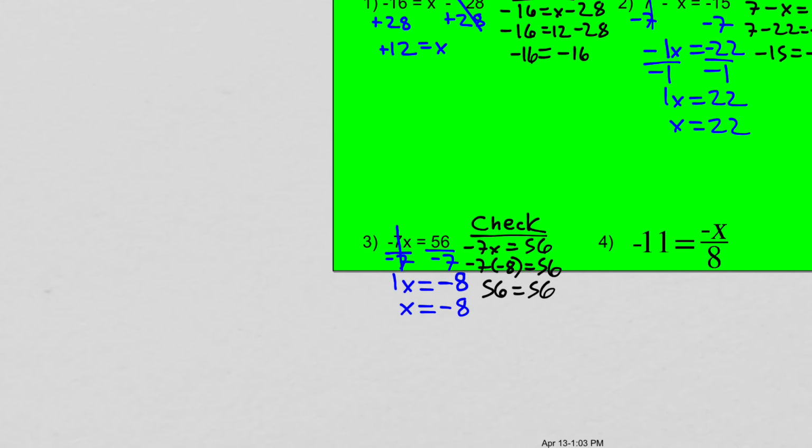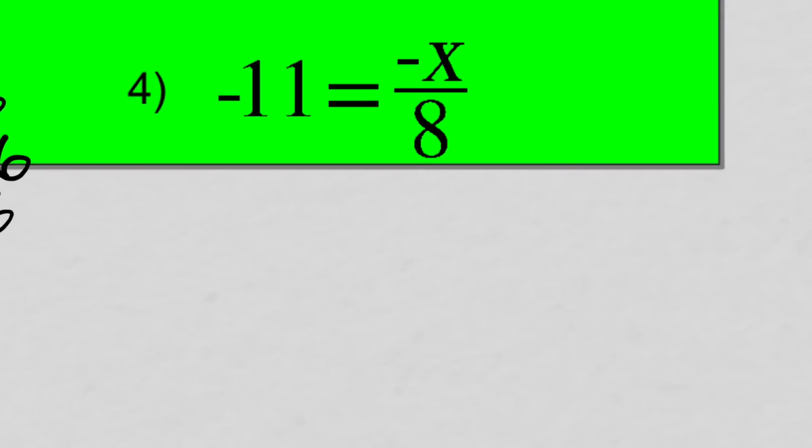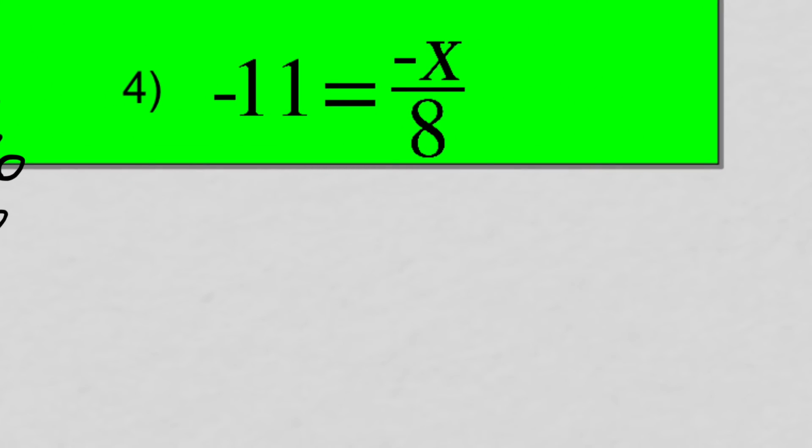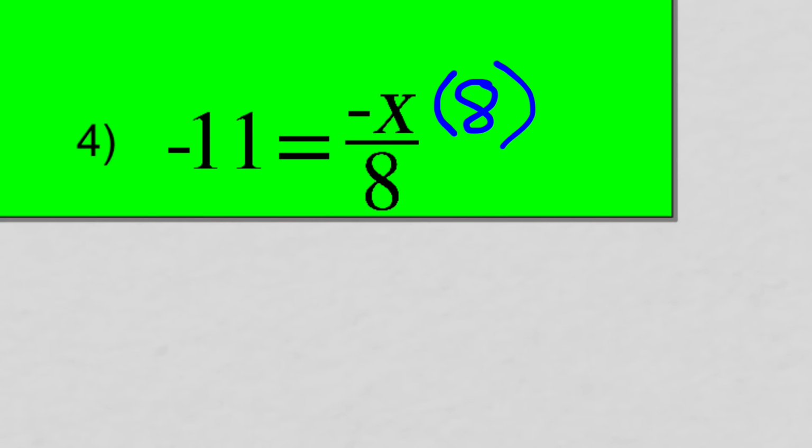Okay, so we've done an add equation, subtract, multiply, now a division equation. Negative 11 equals negative x divided by 8. Well, you want to get the x by itself, so you want to make divide by 8 turn into 1. The way you do that is to multiply by 8, and we show that with parentheses. And do this side multiplied by 8. Negative 11 multiplied by 8 is negative 88.